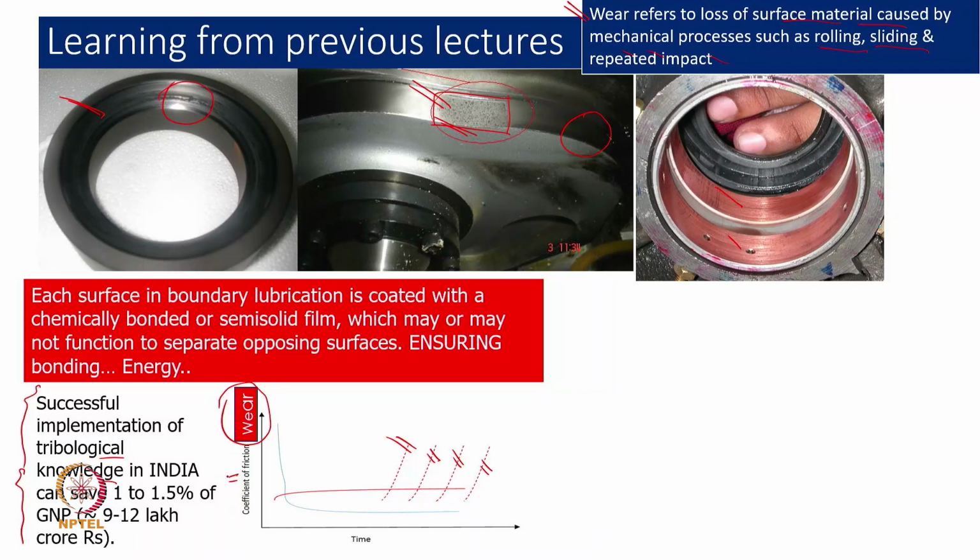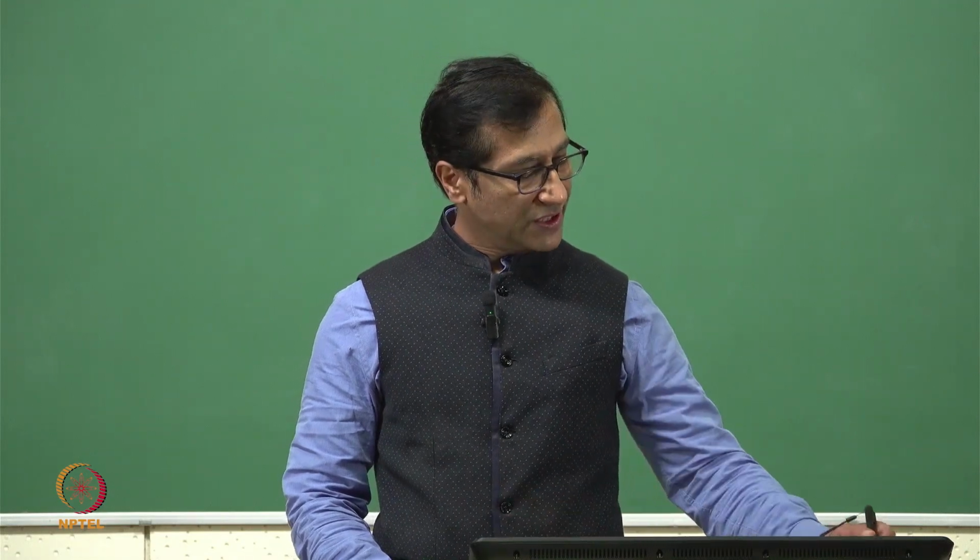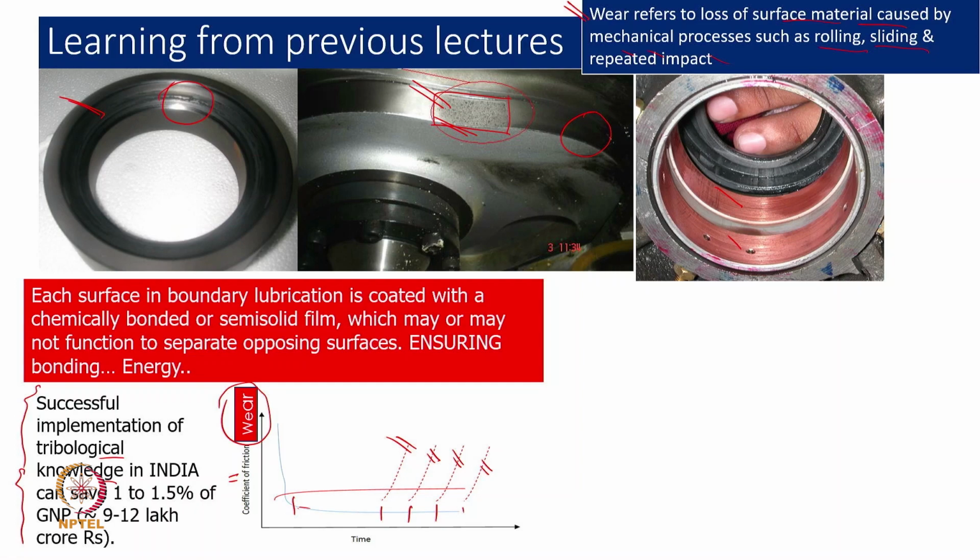We can reduce the friction for a long time. In this case particularly, if the friction was low up to maybe 10,000 hours, we can extend it to 15,000, 20,000, 25,000 hours at the same level. That's a possibility. That's why we say each bearing in boundary lubrication is generally coated with some sort of layer.